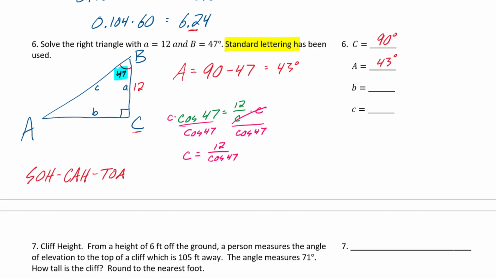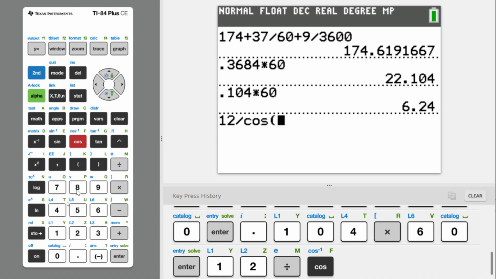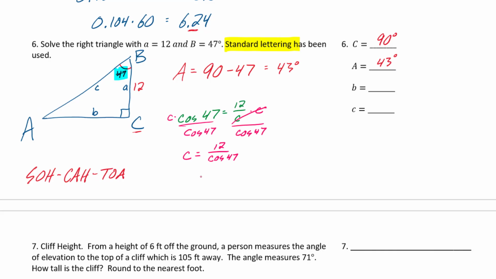And bringing up that calculator, we've got 12 divided by cosine 47. And we get 17.6-ish. So 17.6 as our value there. Oop, that was C. So, oops.